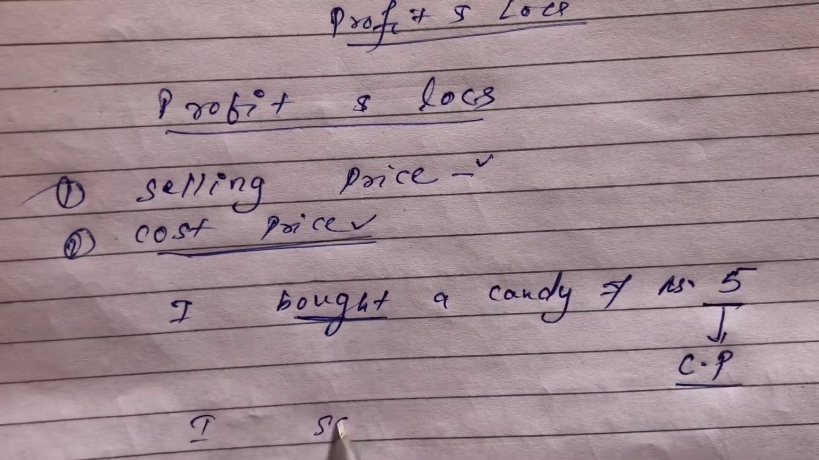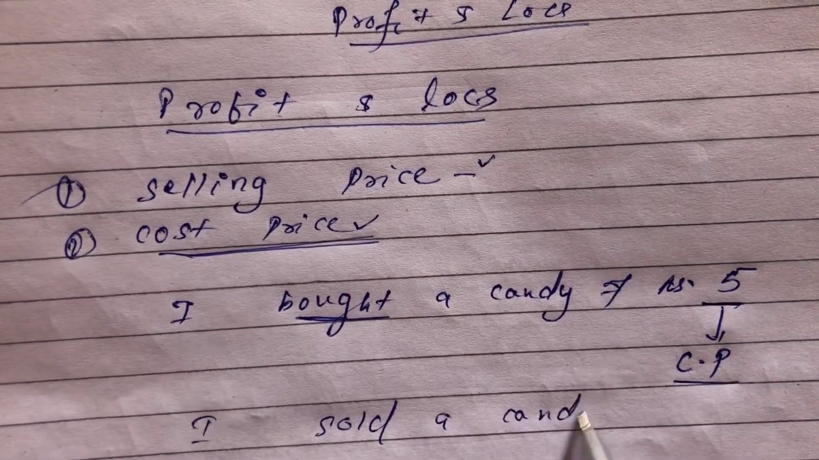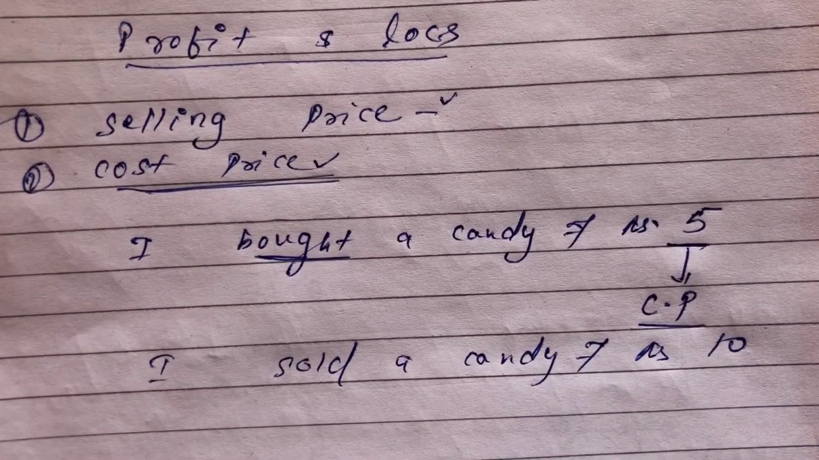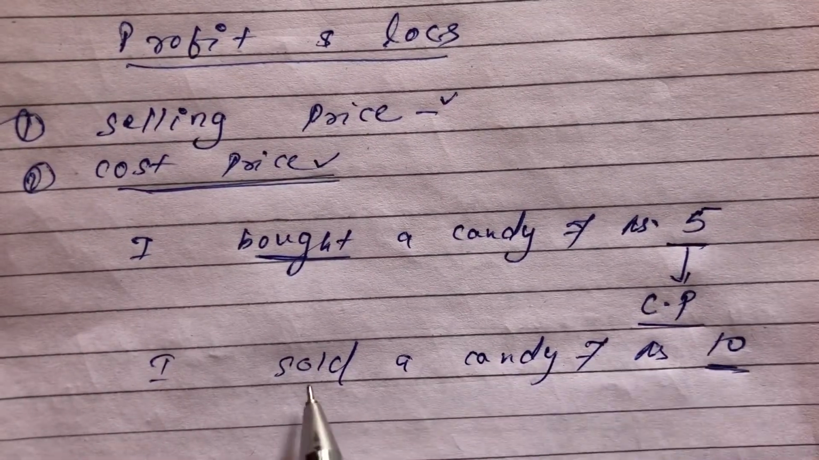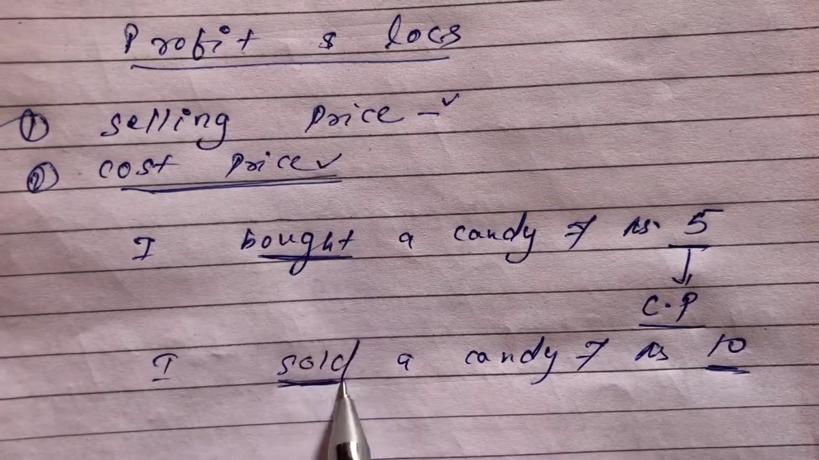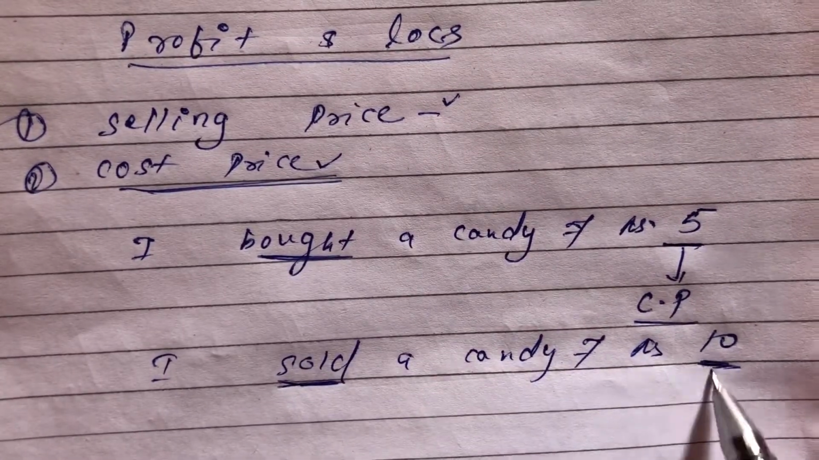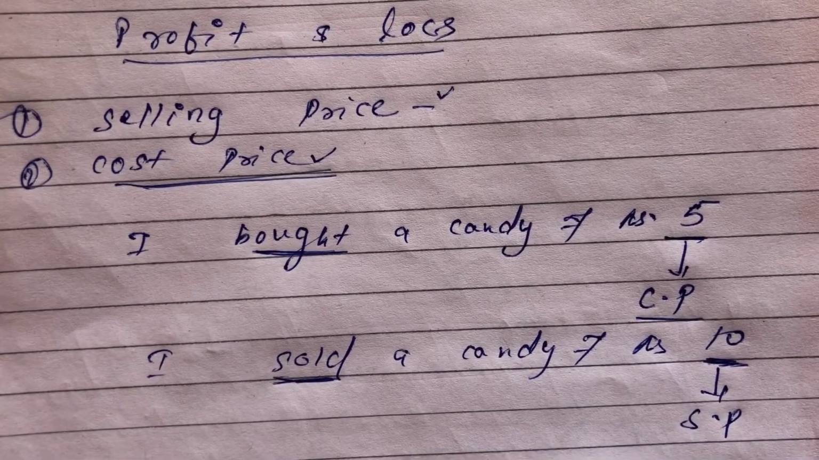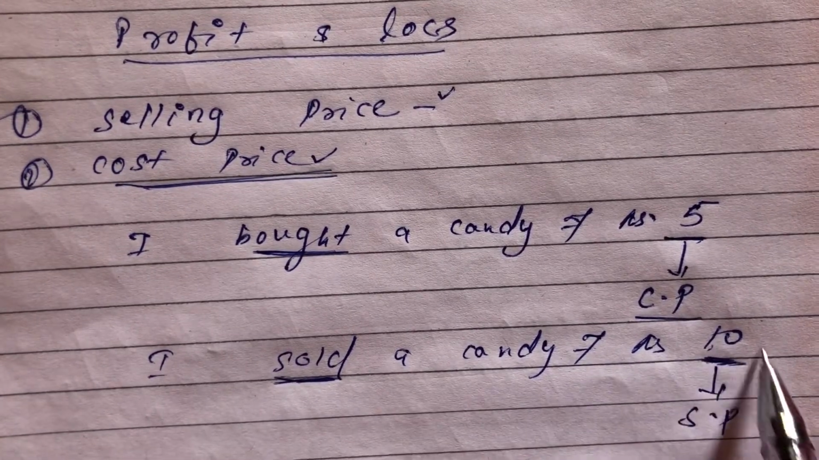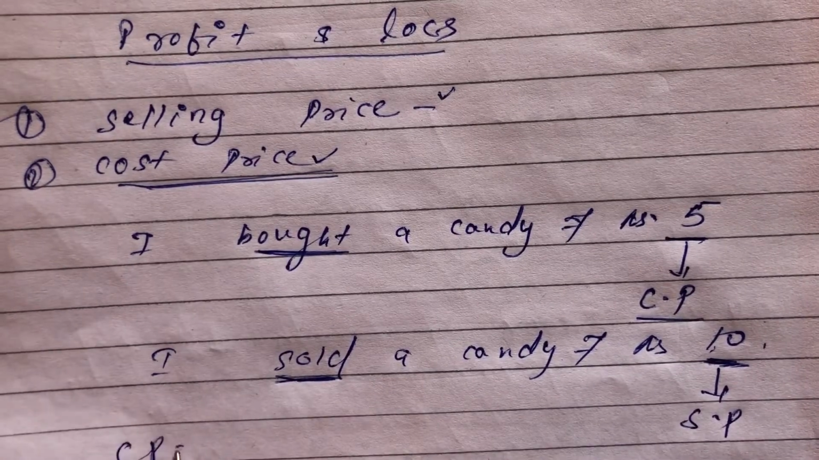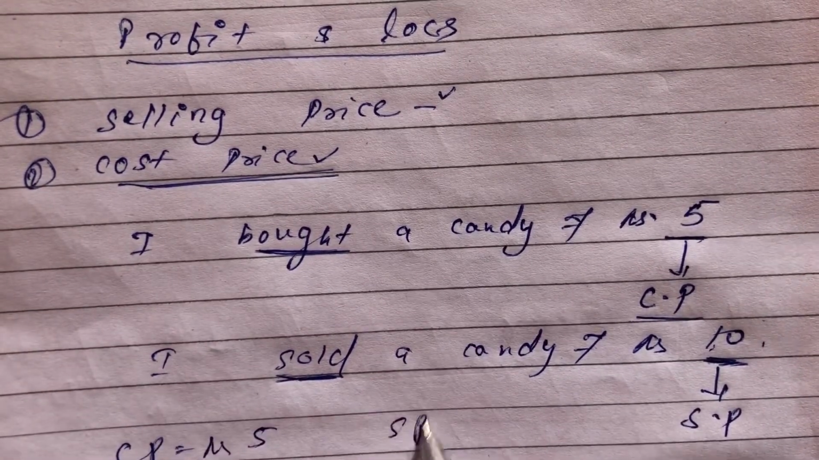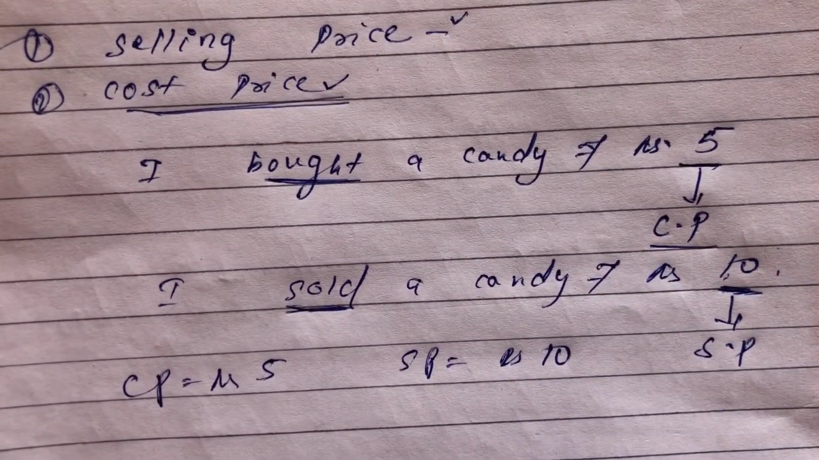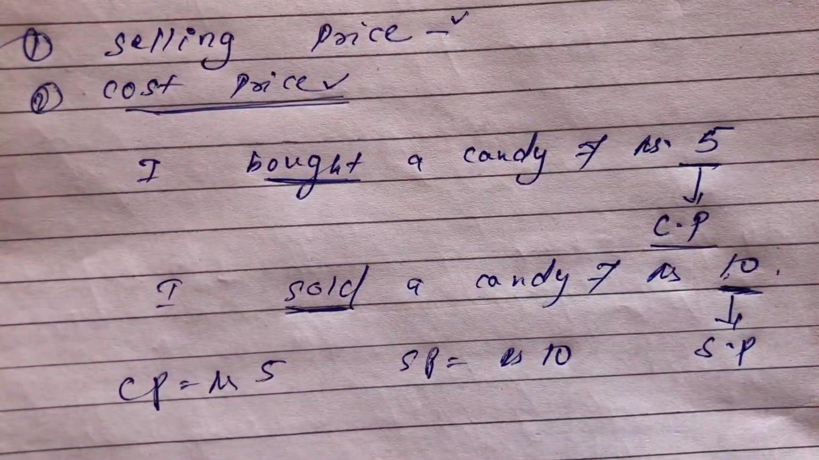And I sold a candy of rupees 10. Here I bought, there I sold. So this will be SP. I sold a candy for rupees 10, that is SP. So CP is rupees 5 and SP is rupees 10. Now we have to calculate profit and loss.